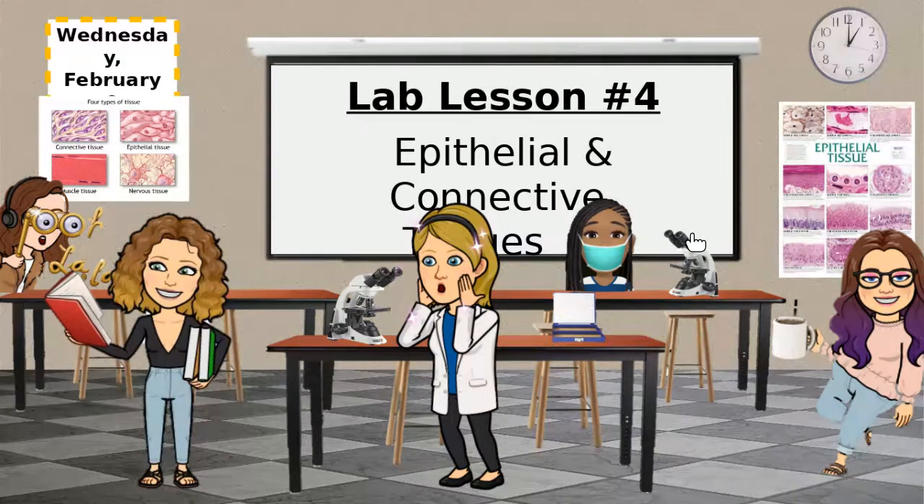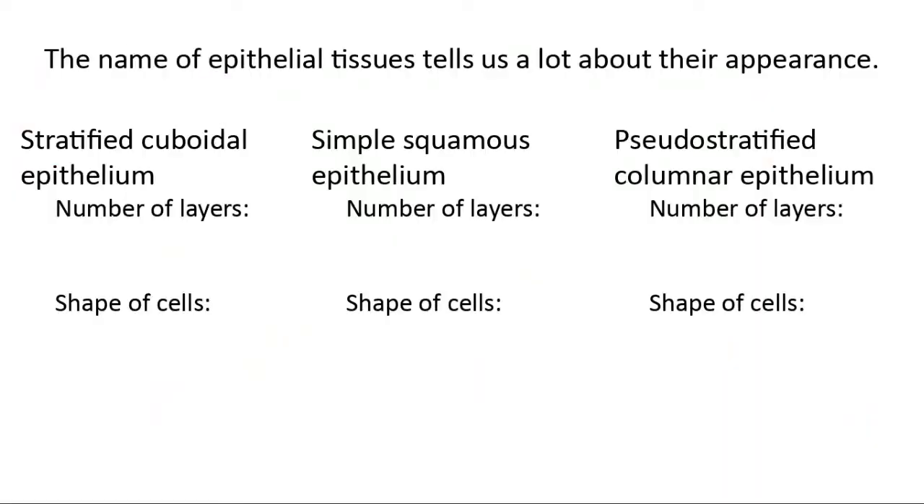So let's start off with remembering when we talk about epithelial tissue that their names are really helpful for us to help us figure out what we're looking at. When we look at the names, we've got three different epithelial tissues here on the slide. So stratified cuboidal epithelium, simple squamous epithelium, and pseudo stratified columnar epithelium. When we talk about these three kinds of tissue here, their names tell us how many layers they have and what shape their cells are.